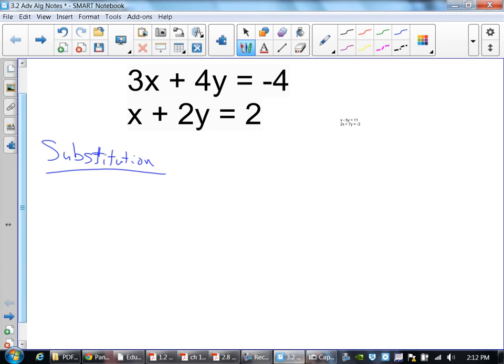You can do elimination, or what's called linear combination.